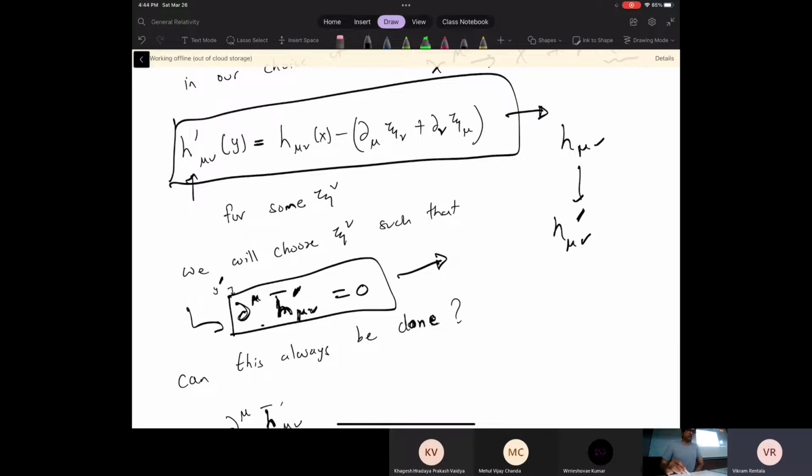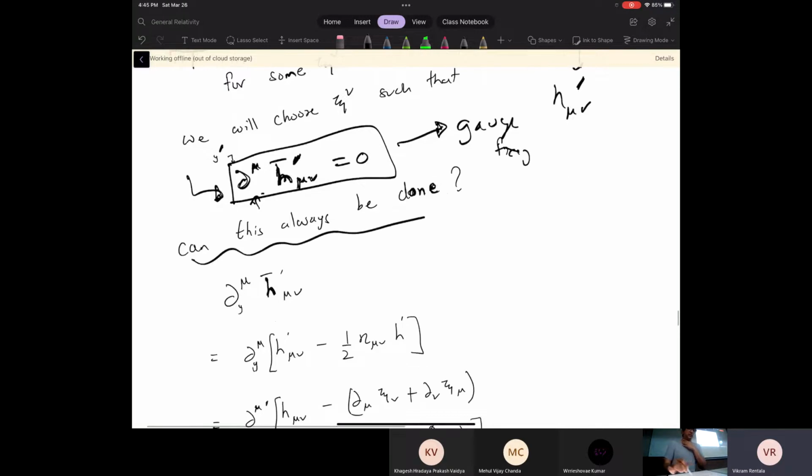Okay, so this choice is called gauge fixing, because now you're getting rid of some of that freedom that you had in choosing your coordinate system, and you're choosing a particular gauge. That is, you're choosing a particular coordinate system, the coordinate system in which this equation is satisfied: partial mu of h prime mu nu is 0.